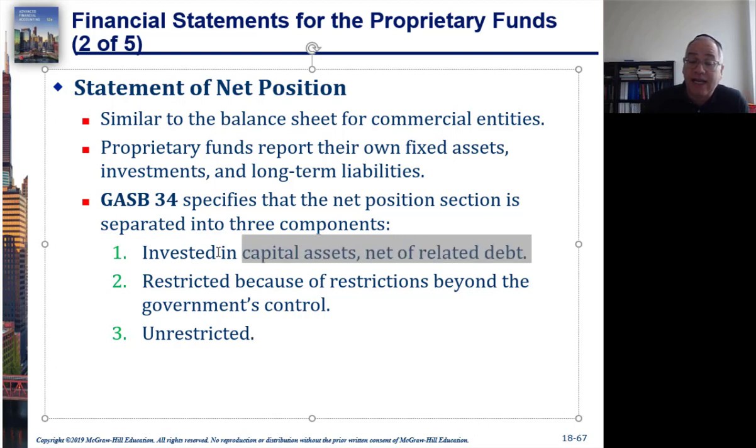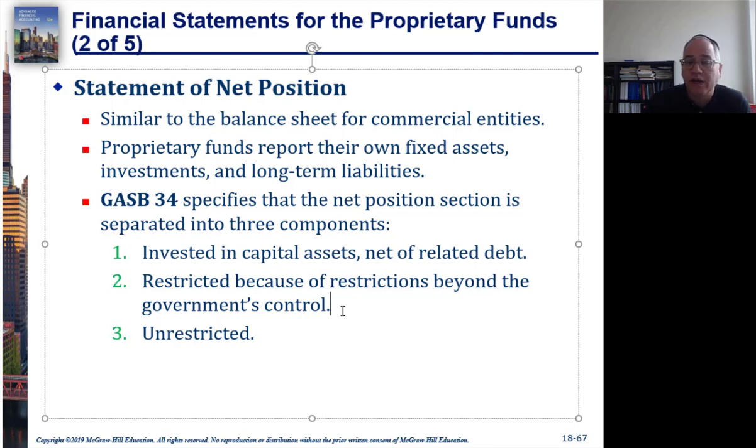You'll have net position invested in capital assets, net of related debt, and that's what I just went over before in the previous section. And then you'd have restricted because of restrictions beyond the government's control.